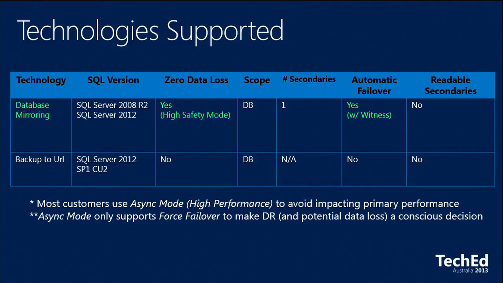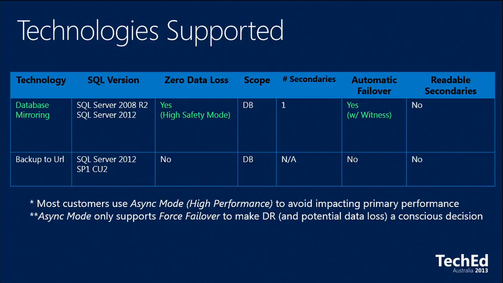Now, you get zero data loss with mirroring if you're in high safety mode. This is a little bit of a misleading slide, because I can tell you now you're not going to run high safety mode with database mirroring across two Azure data centers. The latency is going to be too high for you. So you're actually going to run high performance mode, which is asynchronous and therefore has the potential for data loss. Yep. So it's an important thing to understand.